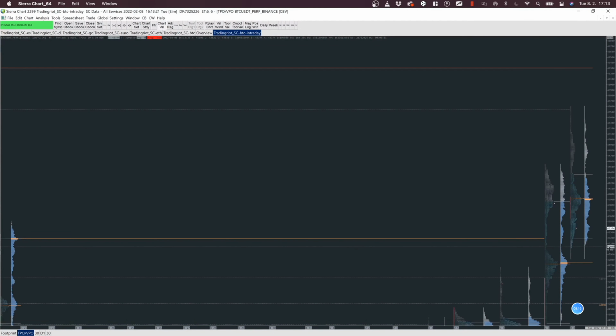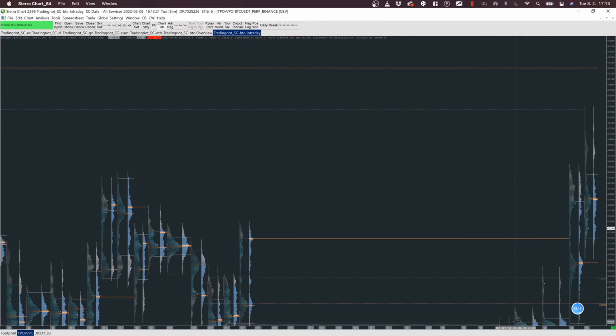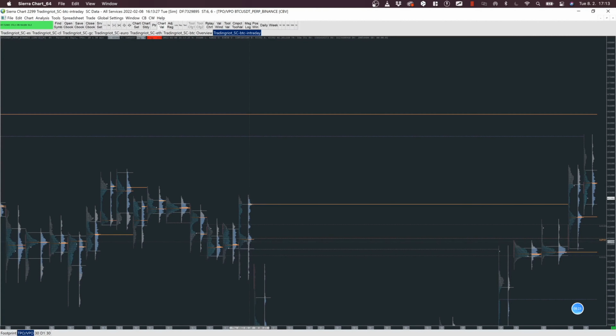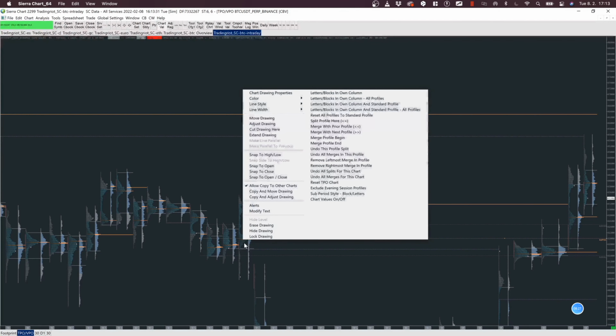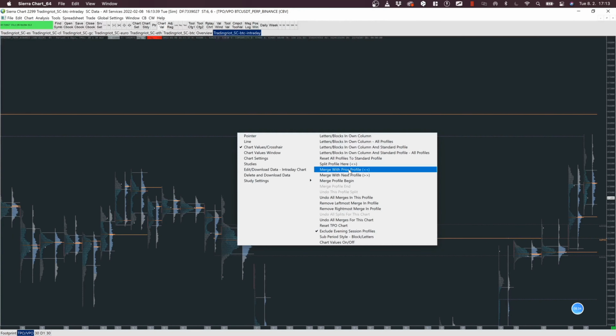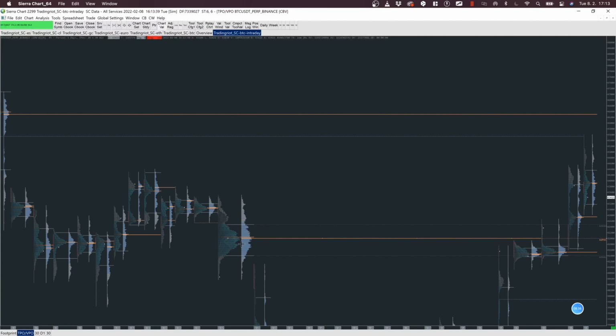In a TPO chart I am looking at any sort of composite profiles and naked points of control. If we take a look at this range, you can see that these last 4 days were sitting there with overlapping values. So if I merge them together, you will see that we have quite a nice composite volume profile.